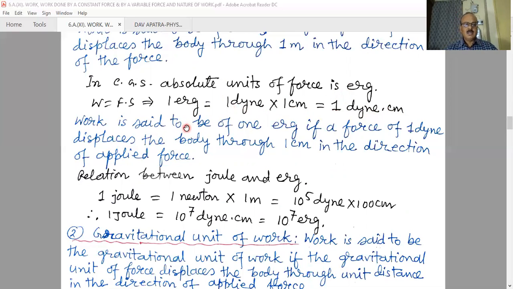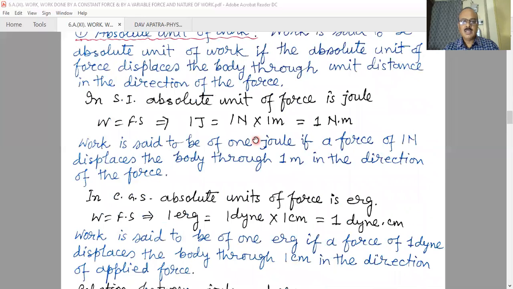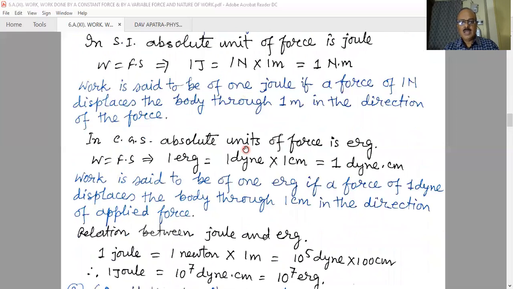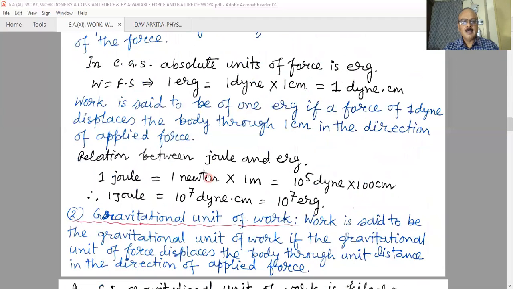So what is the erg? Work is said to be done 1 erg if a force of 1 dyne displaces the body through 1 centimeter in the direction of applied force. These two definitions are exactly similar. Here we are saying that when 1 Newton force is applied on an object and there is a displacement of 1 meter in the same direction of the applied force. Here similarly we are saying 1 erg is when a force of 1 dyne is applied on an object and there is a displacement of 1 centimeter in the direction of the applied force. That means these two are similar definitions, and there is obviously a relationship between the 1 joule and erg.